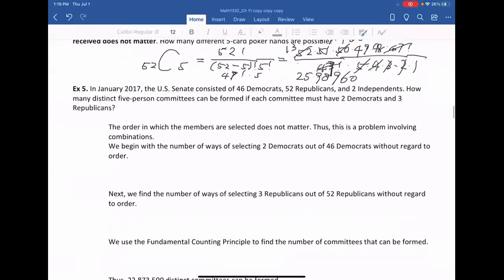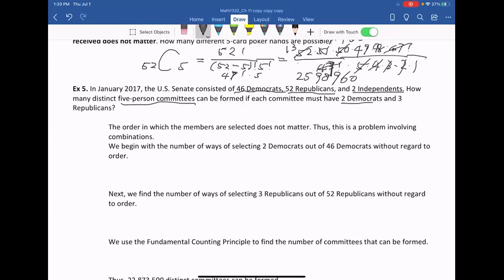Example 5. So read the question and understand the meaning of this. Totally you have 46 Democrats, 52 Republicans, and 2 independents. You need to make a 5-person committee. This 5-person committee must have 2 Democrats and 3 Republicans.